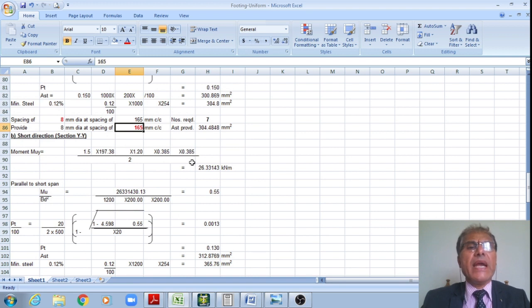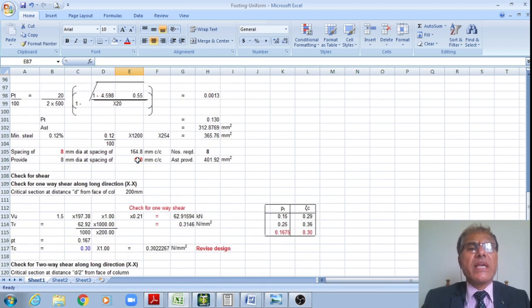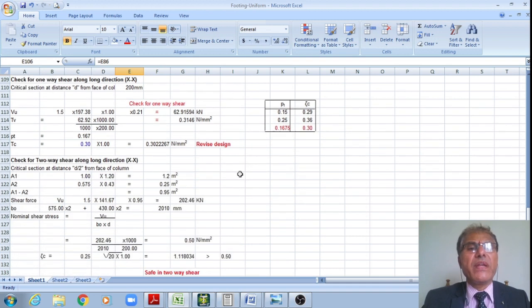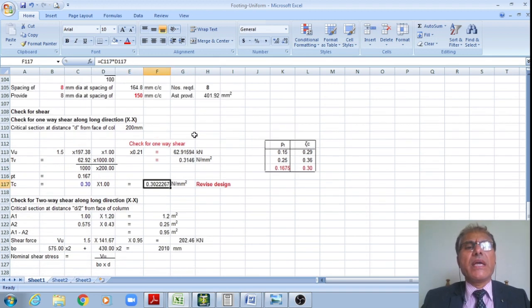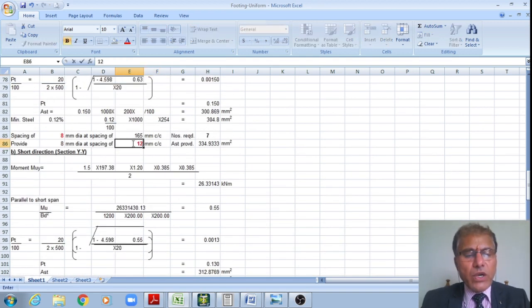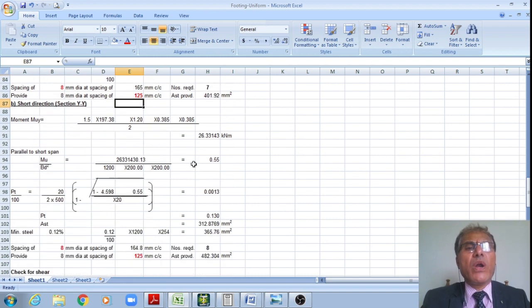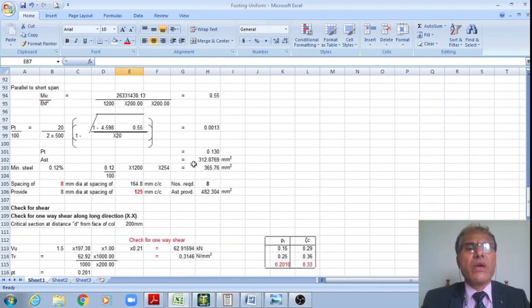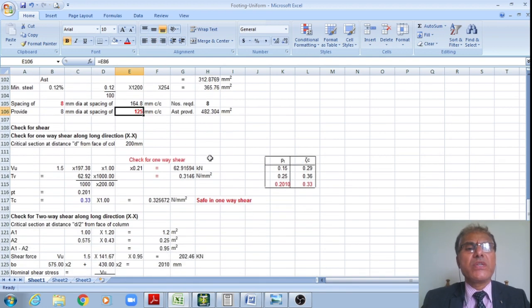Therefore let us say 8 mm dia at 150 I'll try to do. Therefore 150 along the x direction as well as 150 along the y direction. Is it okay? No, it is not acceptable. 0.31 is much greater than 0.3. Then if that is the case, now what I'll do is I'll say 125 and 125 respectively. 125, 125. Yes, is it okay?